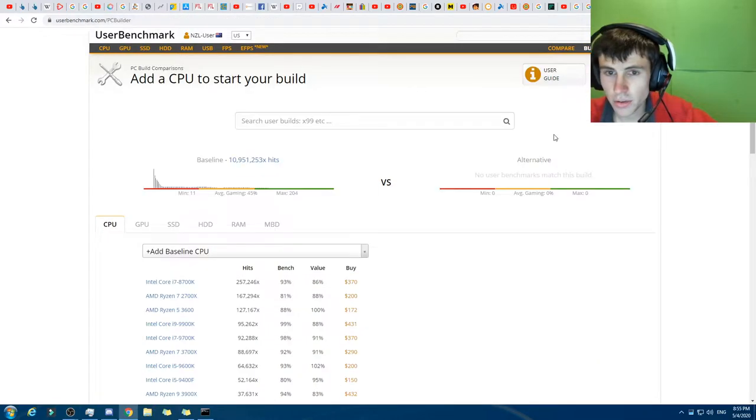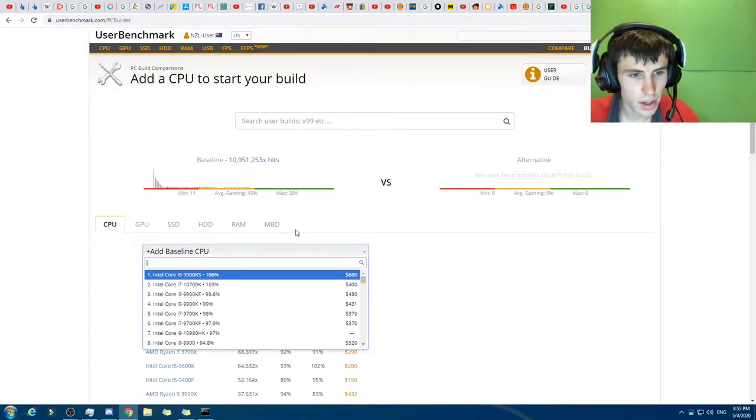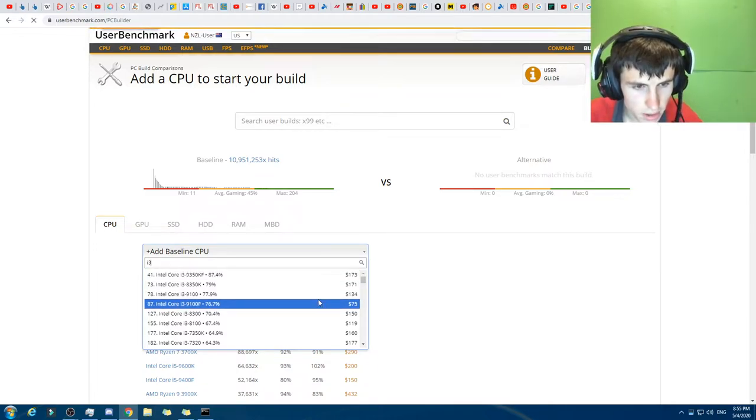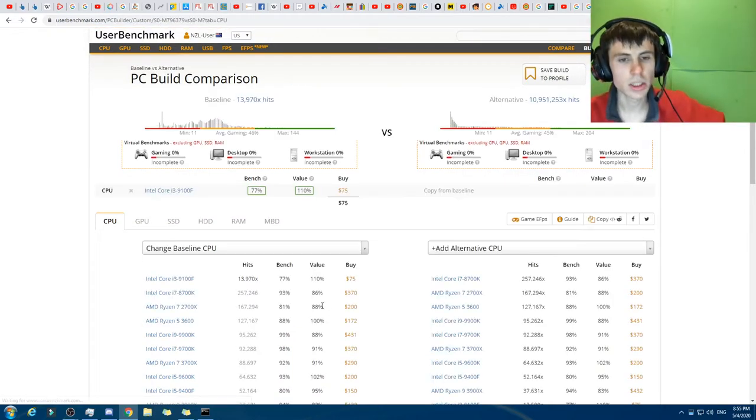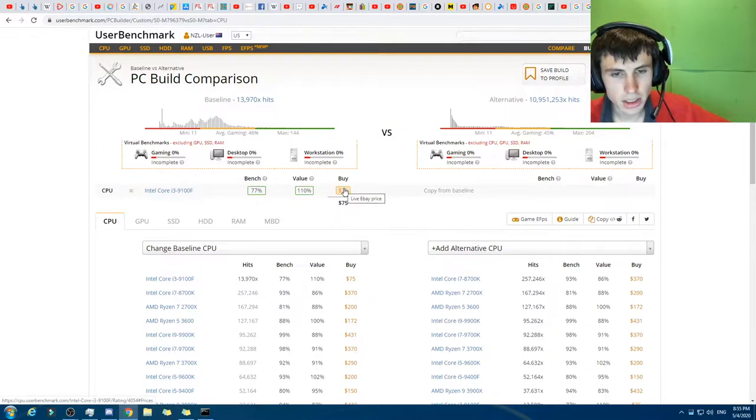Just start with the good old one there, and we'll build up from there. So, we'll go i3, and it's this one right here. There we go, $75. Is that correct? That's correct. Okay, $75. Good start.